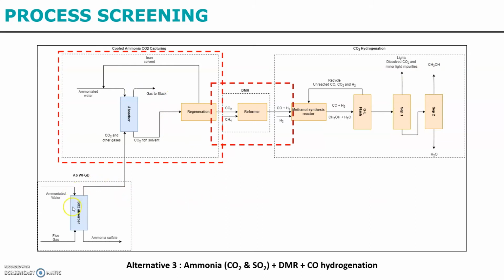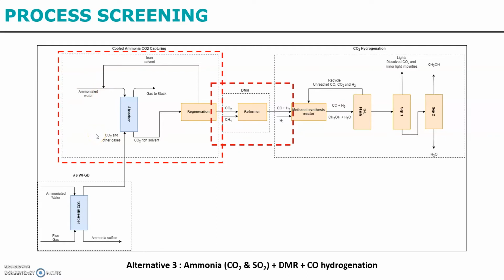In flue gas desulfurization, we have decided to use ammoniated water as our absorbent since it can directly produce our first value-added product, which is ammonium sulfate. So this process remains the same for all 3 design alternatives. In the first alternative, initially we decided to use amine as our absorbent for CO2 capturing. However, due to the high operating cost and technical difficulties, we decided to change it to ammoniated water.